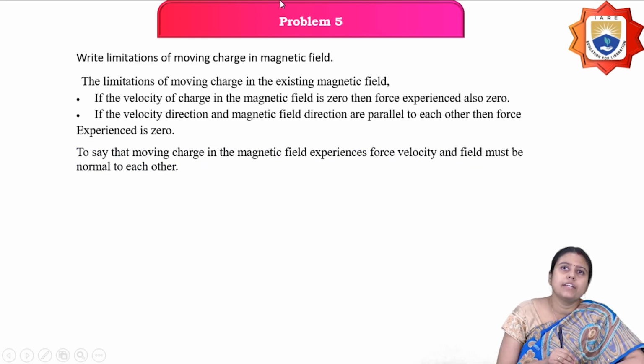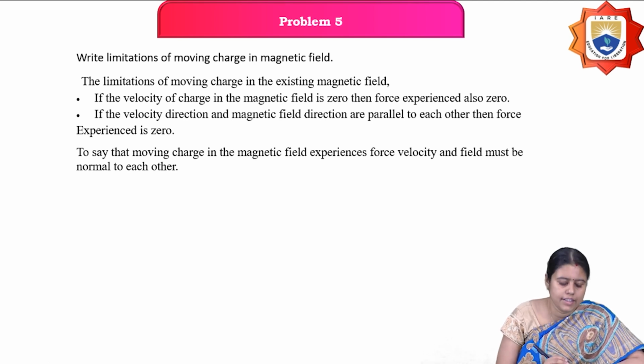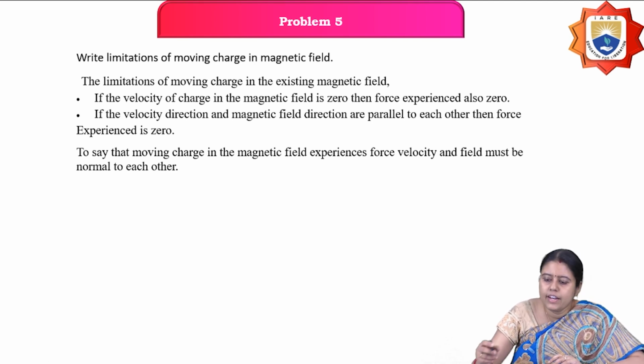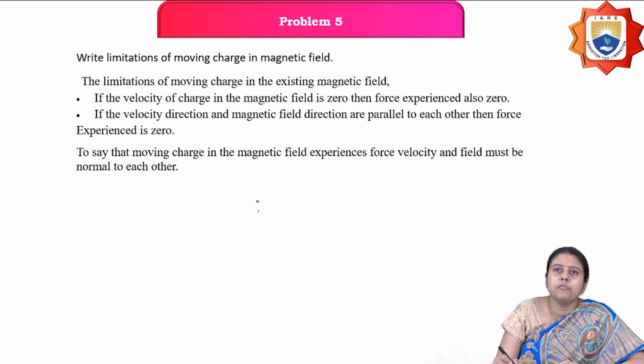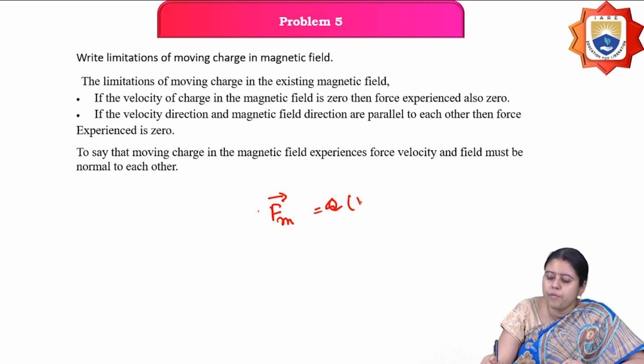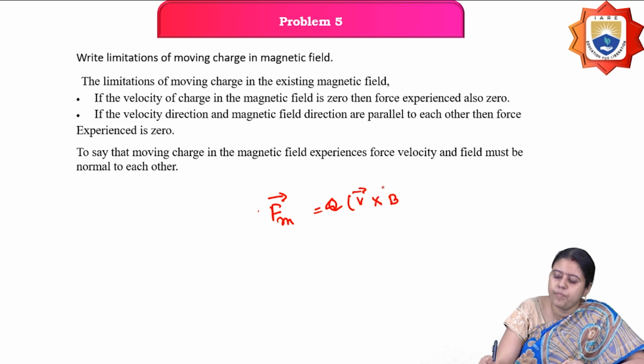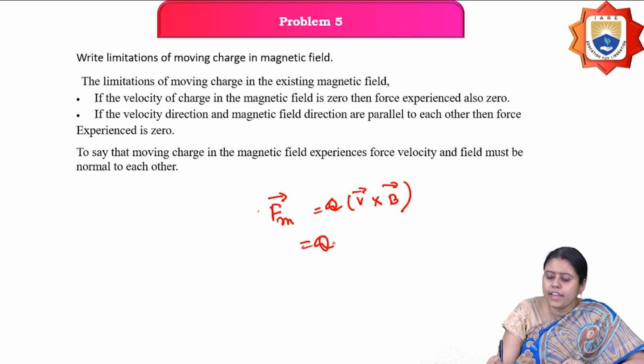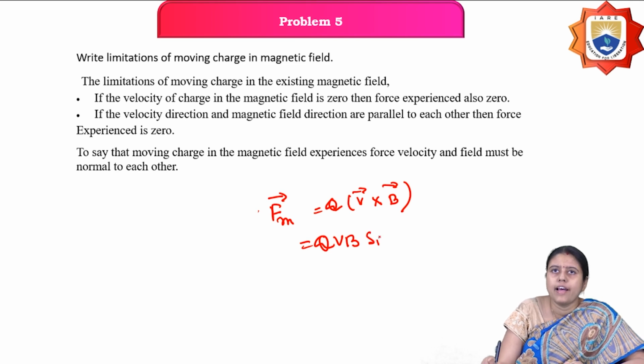Write the limitations of the moving charge in the magnetic field. The limitation of the moving charge: first of all, when the moving charge is going in the magnetic field, as already checked, the force on it is equal to Q V cross B, that is Q V B sin theta.